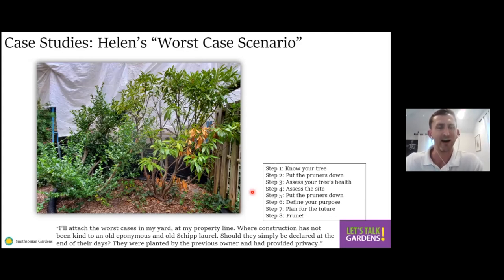So Helen, what's your goal here? What do we want out of these plants? What do we want these plants to provide to you as a person who uses this space?